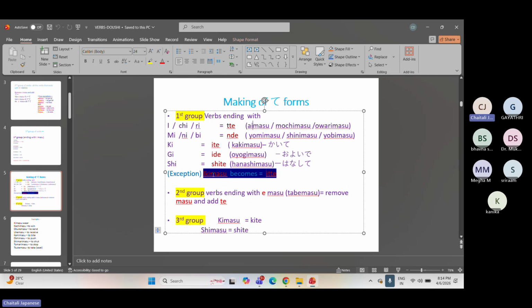Ikimas is to go. Now, if you see here the key, we have standalone key for ite, correct? ITE. But we already have one I here. If you write ikimas, you remove mas and you write iki. If you use this format, it will be iite, which sounds very wrong, right? It sounds very wrong. So this ikimas is an exception and it will become itte. Small tsu and te. Double te. Itte. Are we clear with the first group, everybody?